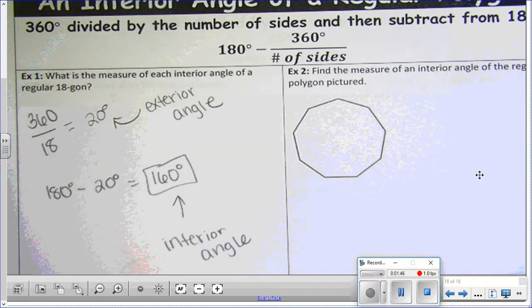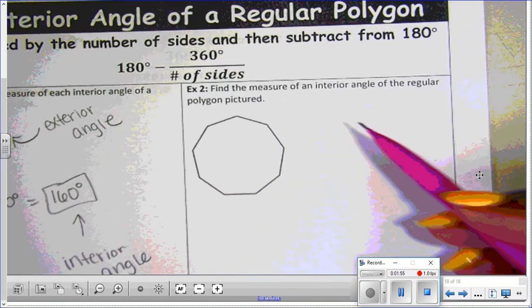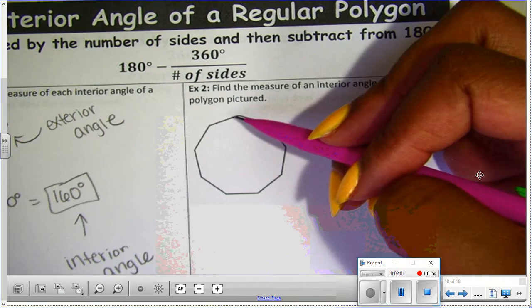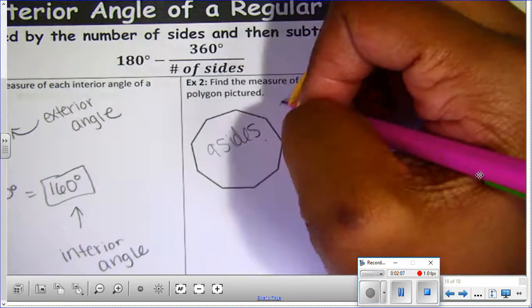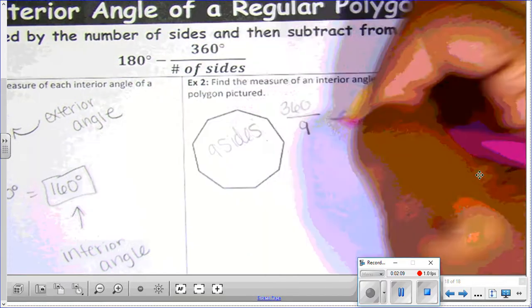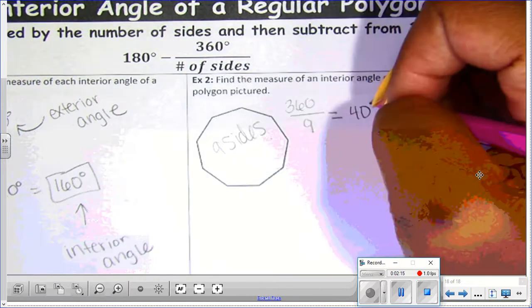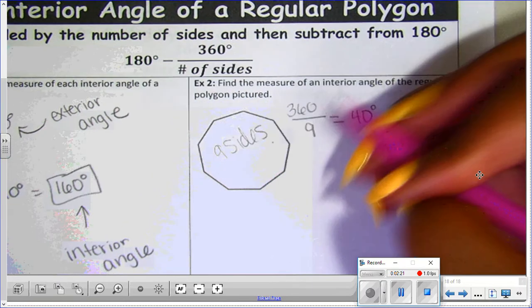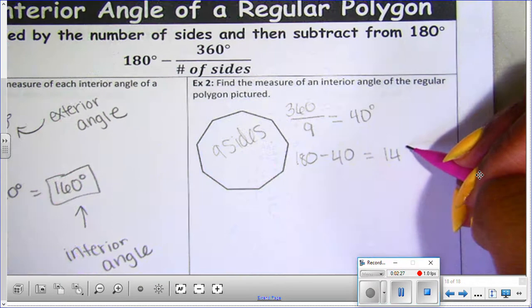Alright, example 2 is the same type of problem, just in picture form. We can find the measure of the interior angle of the regular polygon in the picture. First of all, we need to figure out how many sides this has. How many sides? 9 sides. So we can do 360 divided by 9, and that gives us 40. Now, 40 is which angle? That's the exterior angle. So now we need to find the interior angle. We're going to do 180 minus 40, and we get 140 degrees.